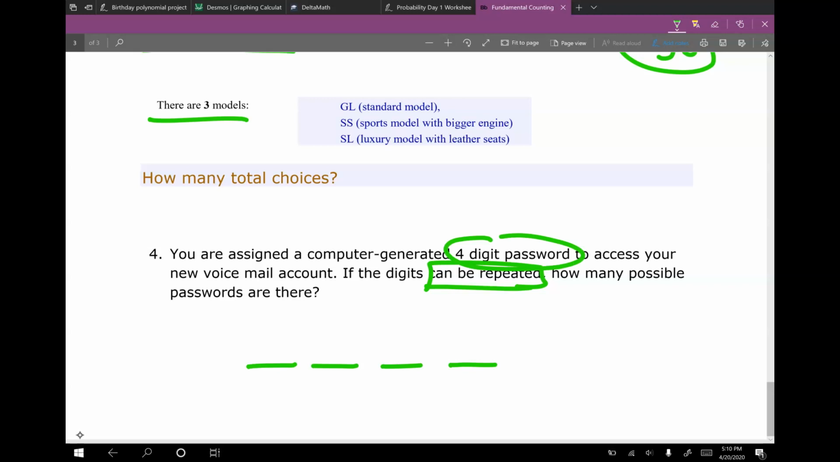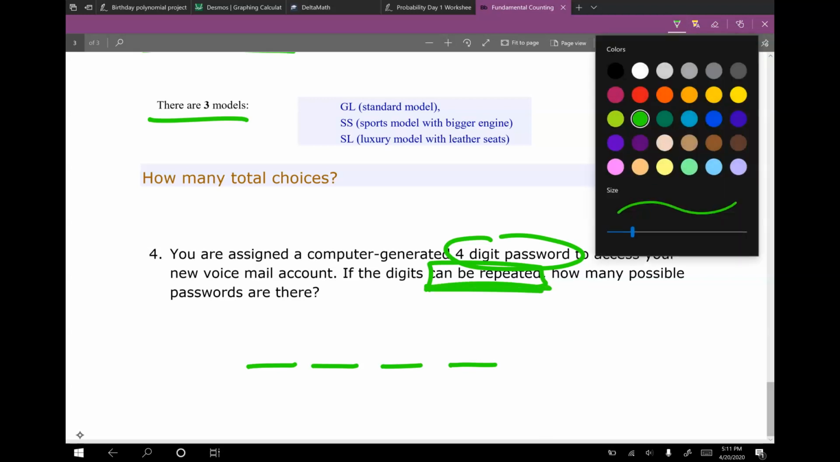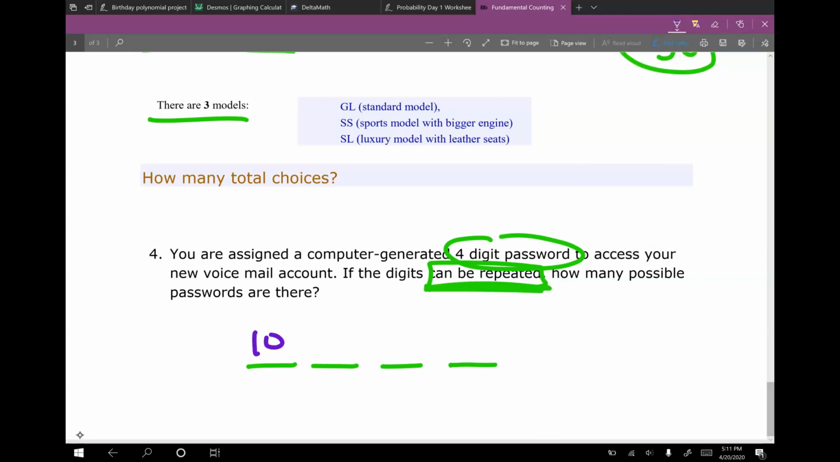So access your new voicemail account. Okay, it wants digits. So remember, there are 10 single digits you can choose from when you're making a password. Now it can repeat, so that means you can use 10 here. I can use 0 through 9 here, I can use 0 through 9 here, and same. Multiply them together.